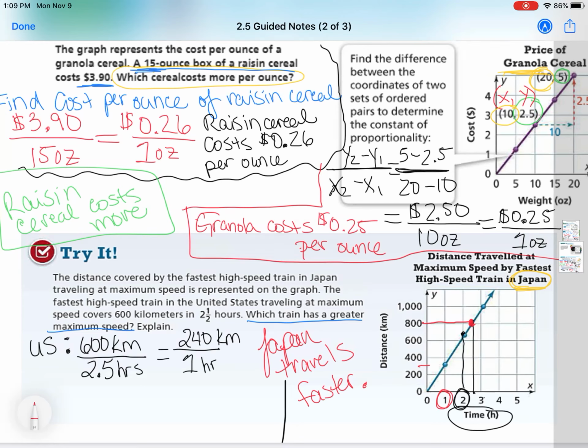Again, just look at your graphs. That's why I love graphs, because it's a nice visual for you to be able to compare. Look at your graphs to be able to compare how fast it's going compared to the US train.